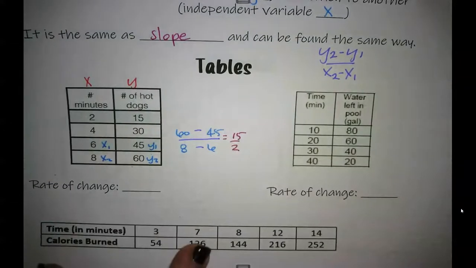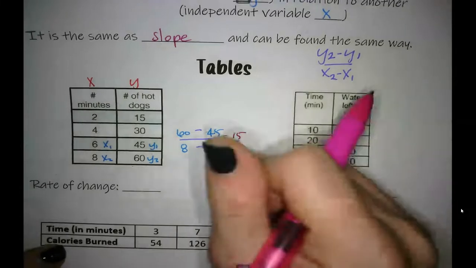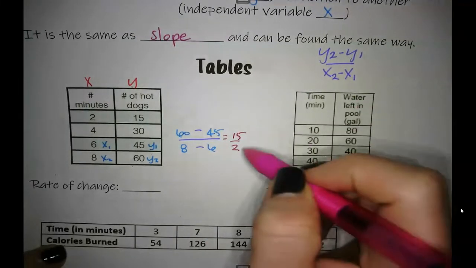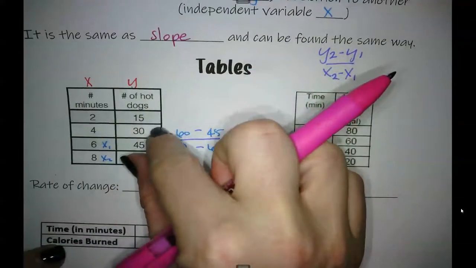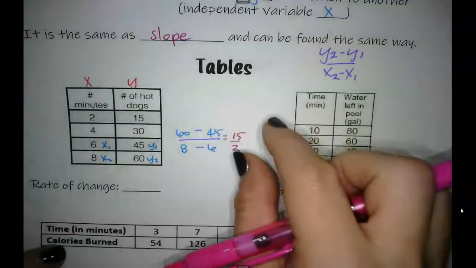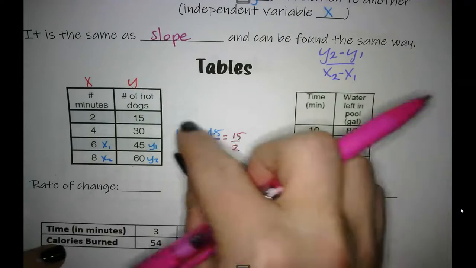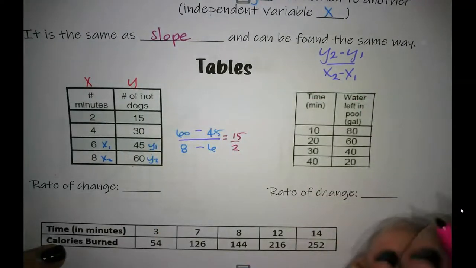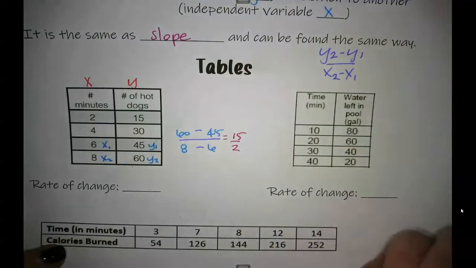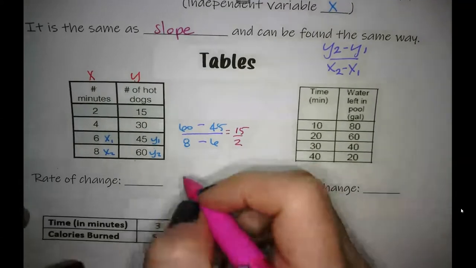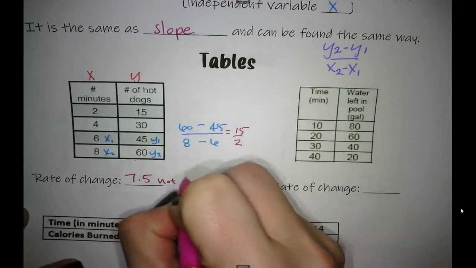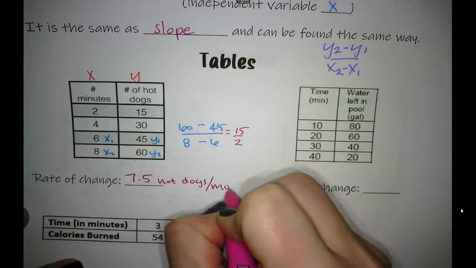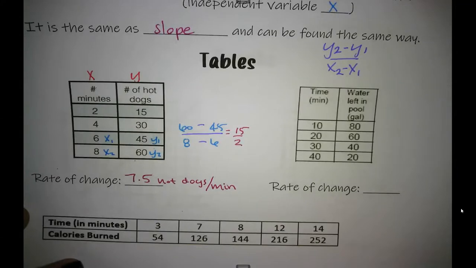Now, before, when we were looking at our slope specifically, I really wanted it as a fraction. But since we're talking about more real life scenarios as it relates to rate of change, 15 over 2 hot dogs per minute doesn't really make any sense. So we're going to go ahead and convert this to a decimal. So our rate of change here is 7.5 hot dogs per minute. All right.